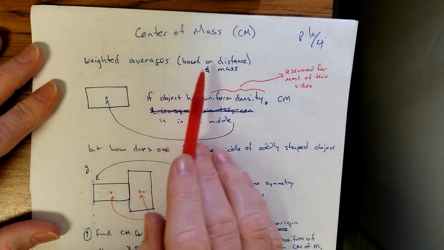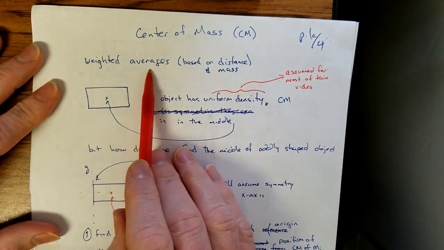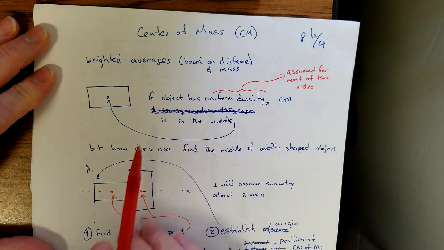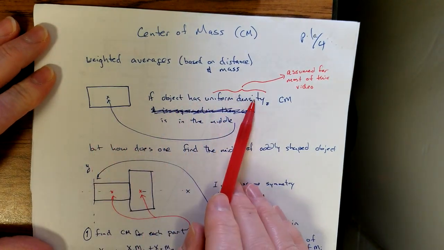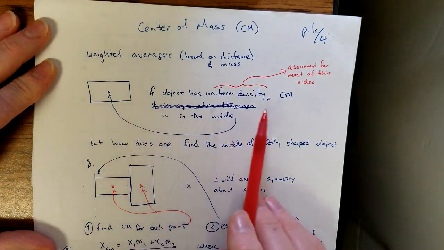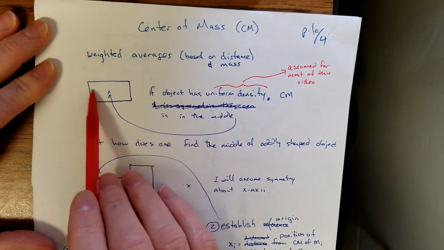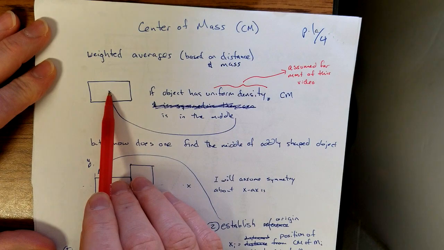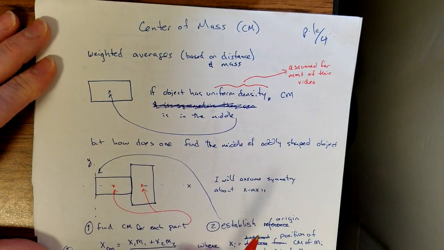Let's talk about finding center of mass. Center of mass is just basically weighted averages based upon distance and mass. And if I have something with uniform density, and this can be shown with calculus, but ultimately if I have something with uniform density, the center of mass is smack dab in the middle. That's just going to make the rest of it a whole lot simpler.